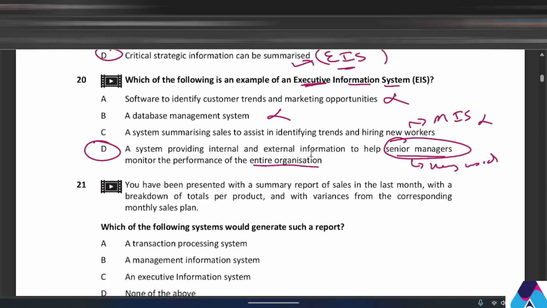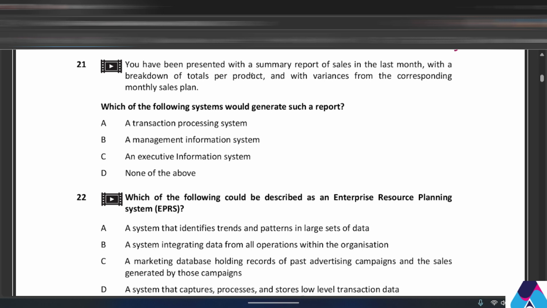The decision makers. Okay, so question number 21 says, you have been presented with a summary report of sales in the last month with a breakdown of totals per product, and with variances. Now remember that variances is the work of the management, right? So even if you have read the study hub of this chapter 1 and 2 in detail, it was clearly mentioned that variances come under the management information system. They are the ones who handle it, right? So when they talk about variances, it's management information system.